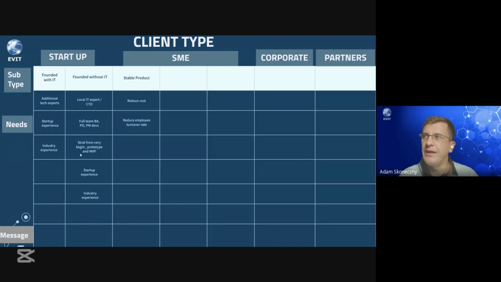Instead of hiring in their country, you can propose to the client from Europe, from the West, that they can outsource 20% of their resources offshore to your company. And thanks to this, they can reduce turnover rate. Additionally, they avoid the legal issues with the employees, right?